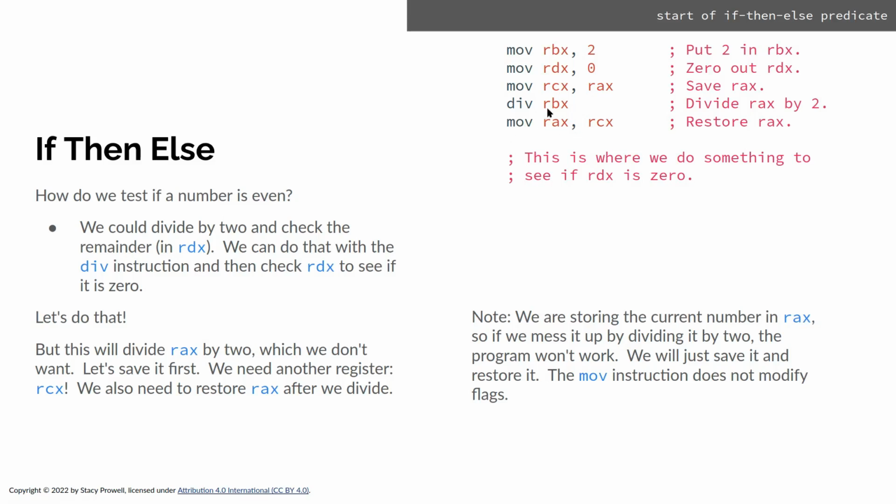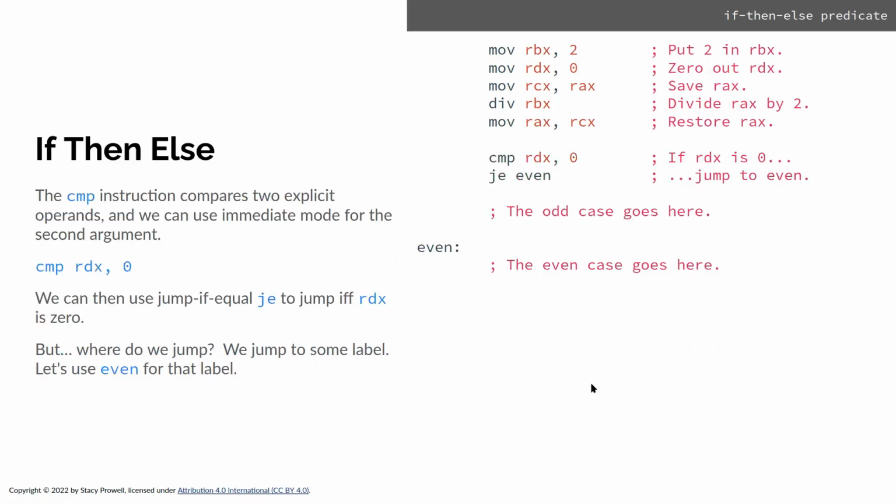All right. What about this move? Doesn't it mess up the result of this? It does not. Move doesn't change any flags, but that's okay. We don't need the flags. We just need to check now to see if RDX is 0. So we do that. We have a CMP instruction that compares RDX and 0. And then we jump if they are equal. So jump equal to even.